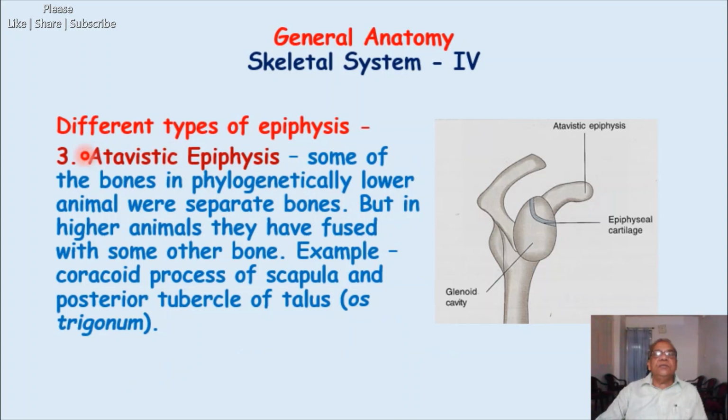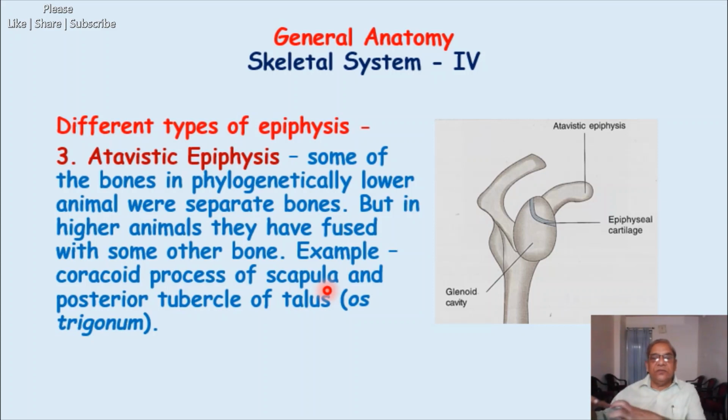Now this is the third kind of the epiphysis, called the atavistic epiphyses. Some of the bones in phylogenetically lower animals were separate bones. That means if we see the lower animals, say for example a bird, the coracoid bone and the bone of the pectoral region, the scapula, they were two separate bones.